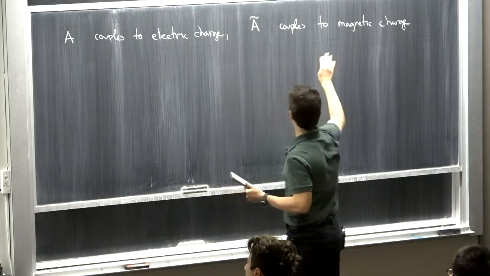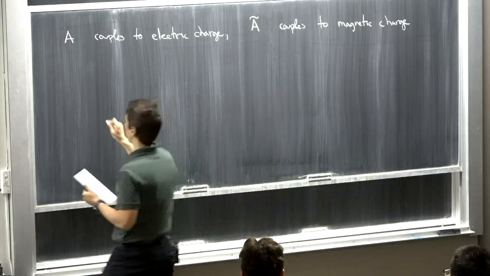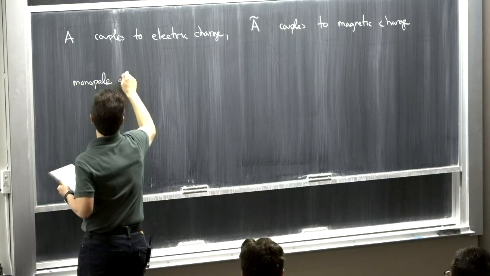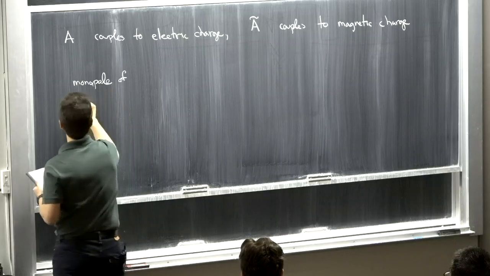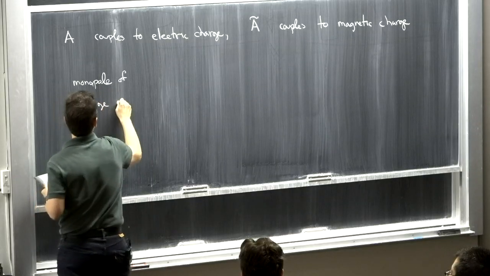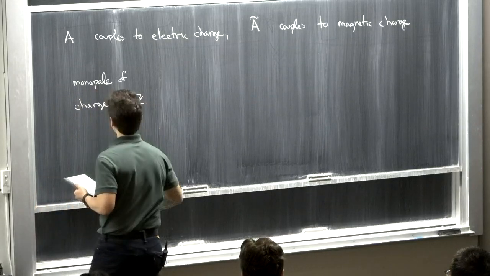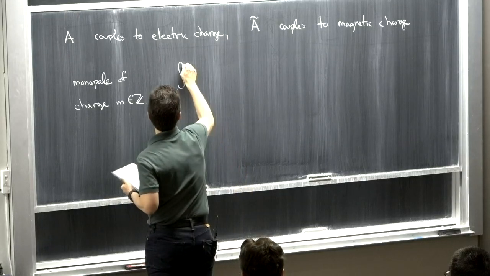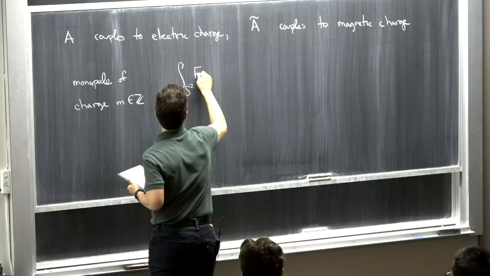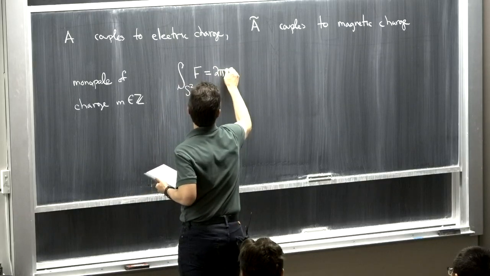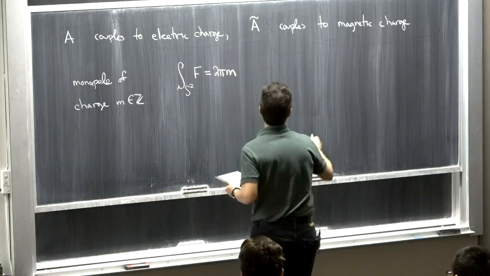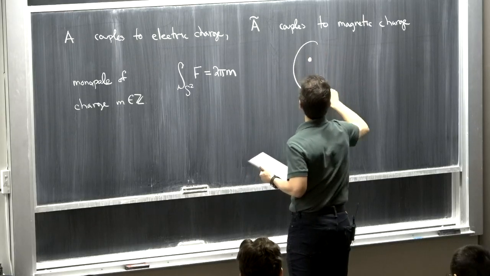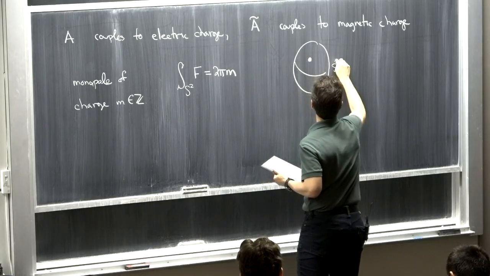Okay, so let's try to see this. So let's have a magnetic monopole of charge M. I'll try to stick to my M's and N's consistently. So that means that the integral of F is 2 pi M. So what's the picture? Here's the monopole in space. Here's some 2 spheres surrounding it.